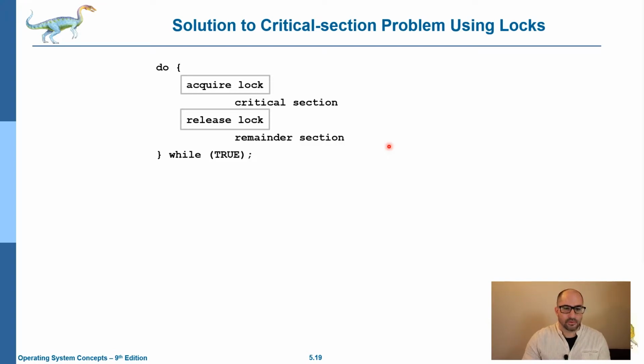But the general form of our critical section will now look like: acquire the lock, execute over the critical section, release the lock. Only one process is allowed to have the lock at any moment before entering the critical section, and then it must release the lock to allow others to progress.